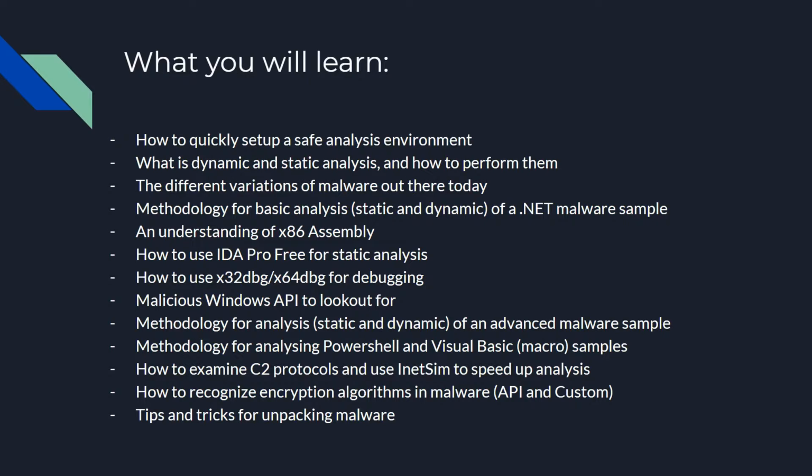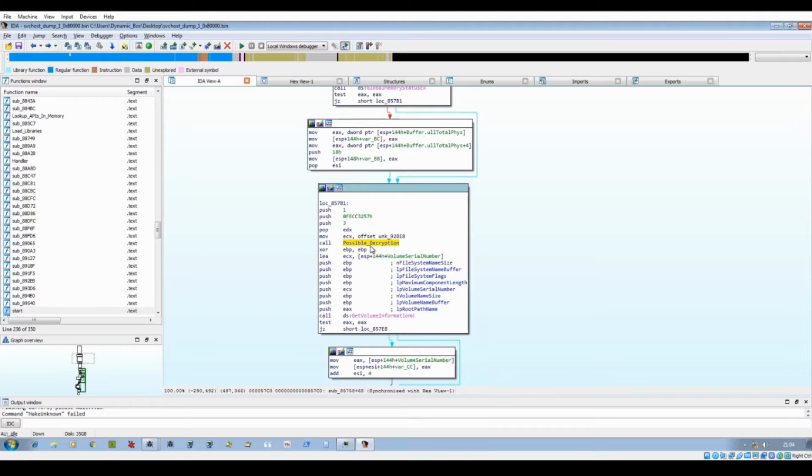So we'll look at x86 assembly and gain an understanding of how it functions and the different instructions that you'll need to know. And then we start looking at the tools we'll be using, specifically IDA Pro 3 for static analysis and x32 or x64 debug for debugging. We'll move on to malicious Windows API to look out for before we slowly move into analyzing a more advanced sample, both using static and dynamic analysis.